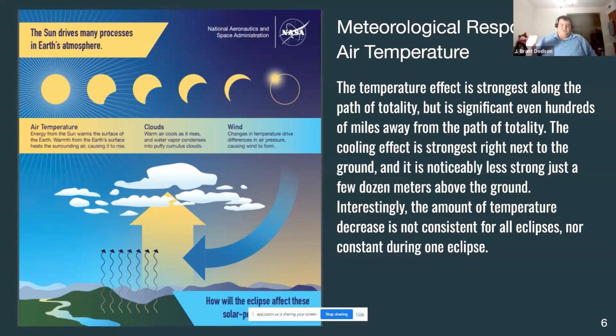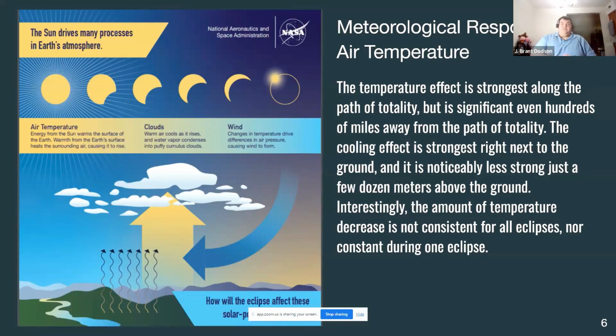So the cooling is strongest in the path of totality, but there is a noticeable cooling even hundreds of miles away from the path of totality. So it's a fairly widespread effect associated with the eclipse. And also because the moon is blocking the sun, it cuts off surface heating, right? And so the temperature effect of the eclipse is felt most strongly at the surface.